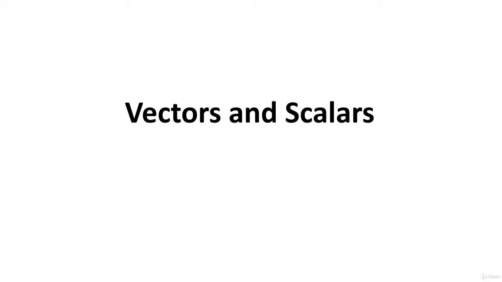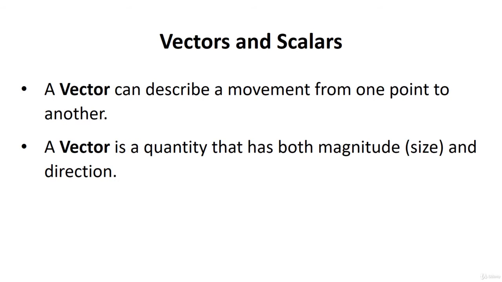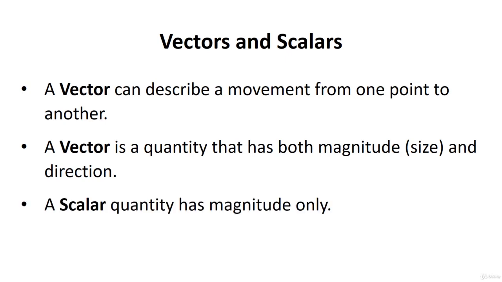In this video, I want to explain the difference between vectors and scalars. A vector can describe a movement from one point to another. A vector is a quantity that has both magnitude or size and direction. A scalar quantity has magnitude only.